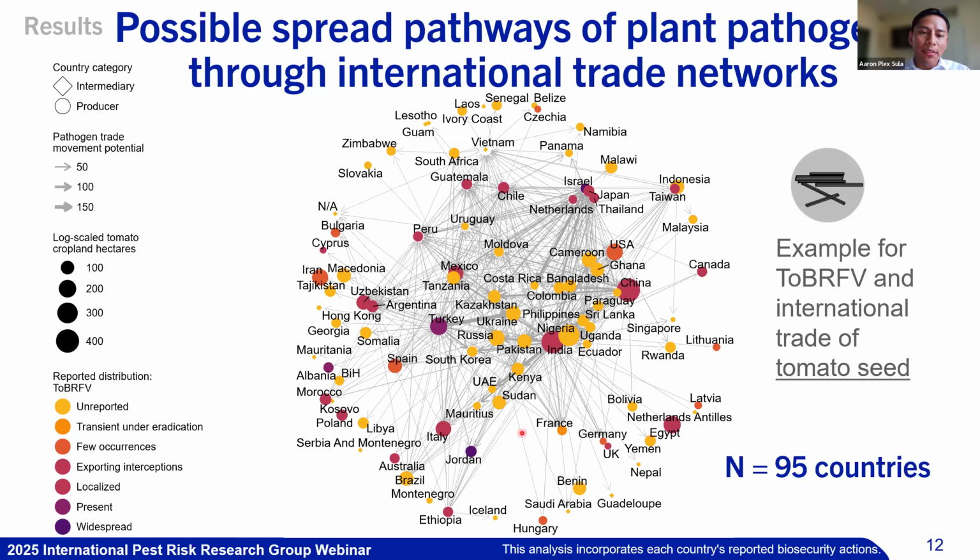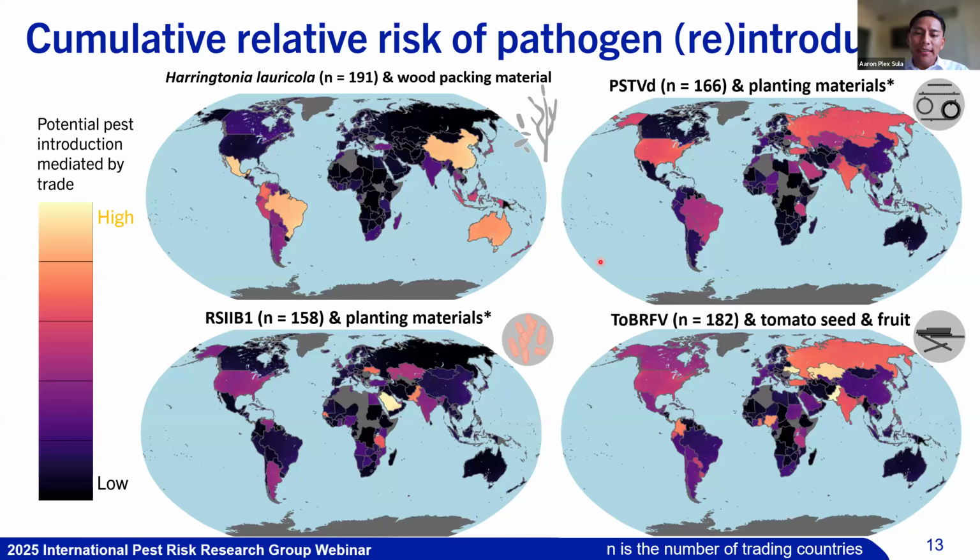In the example for tomato brown rugose fruit virus, highlighting proactive surveillance in countries at high risk include the Philippines, Costa Rica, Nigeria, or even the potential reintroduction into the United States. Here is a simpler visualization summarizing the cumulative risk of possible pest introduction into a country from any other different countries in the world. In this case, the first map is illustrating the potential introduction of Harringtonia lauricola into other countries. Specifically, we included for this analysis the international trade of wood packing material.